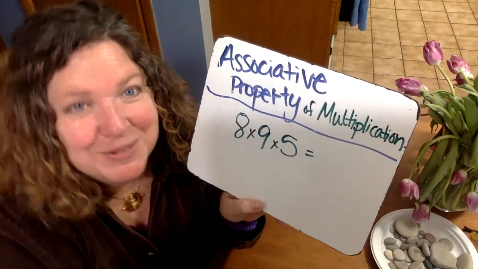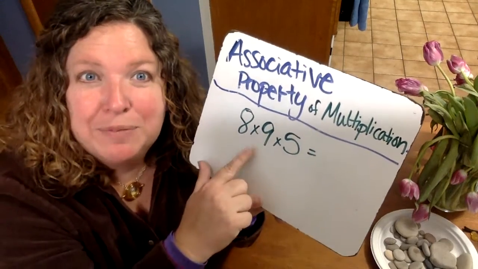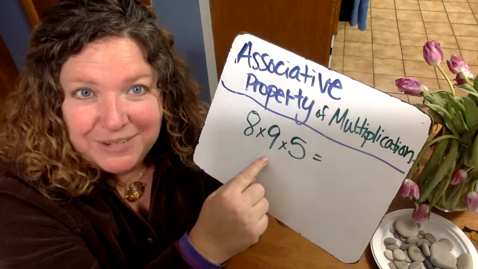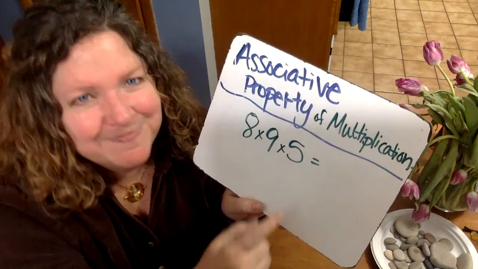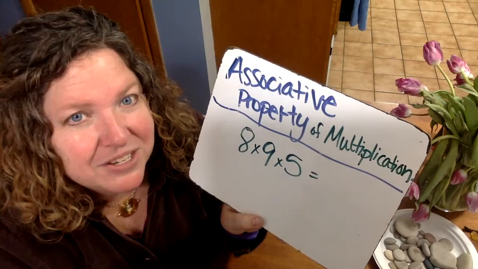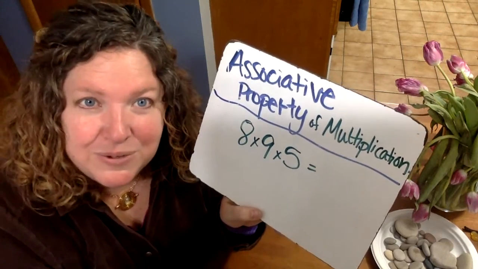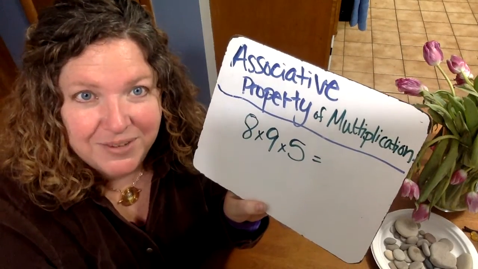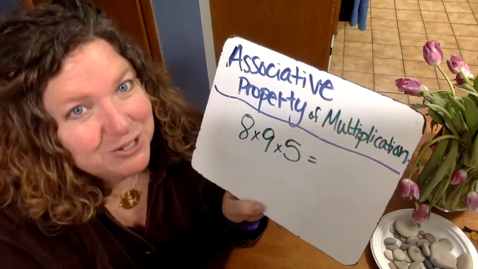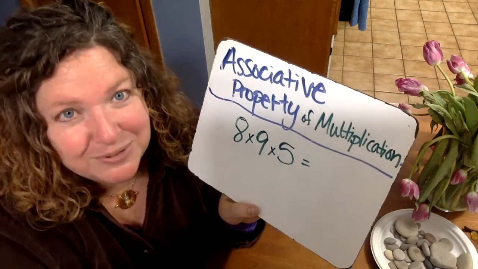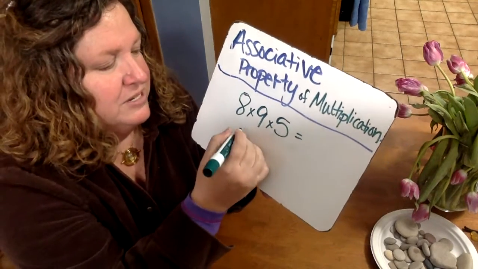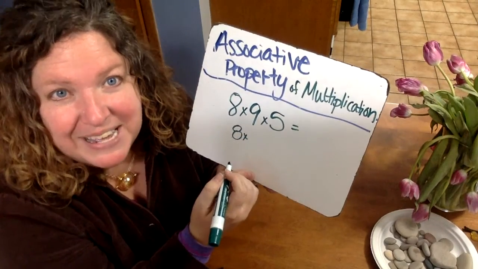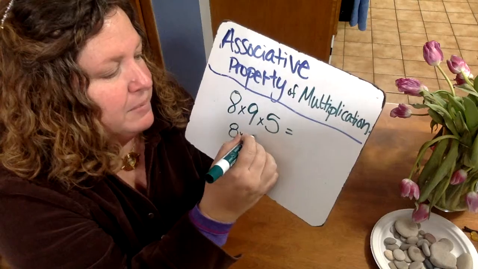Better for modeling out, but still, can we just do it with mental math using the associative property? Well, 8 times 9 is 72. 72 times 5? Trickier. You might not know that just mentally. So what else could we do? How could we switch this problem around using the associative property? Well, the trick on this one is we first need to use the commutative property. So first, we're going to switch the 9 and the 5 around using the commutative property.